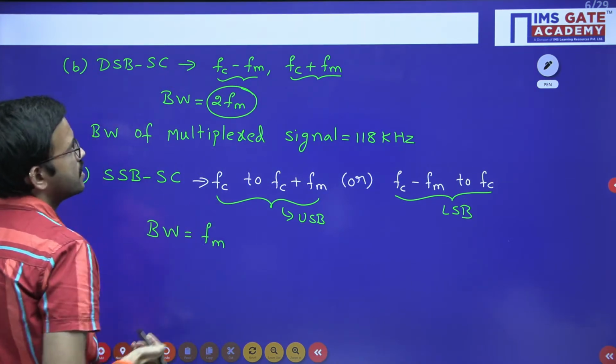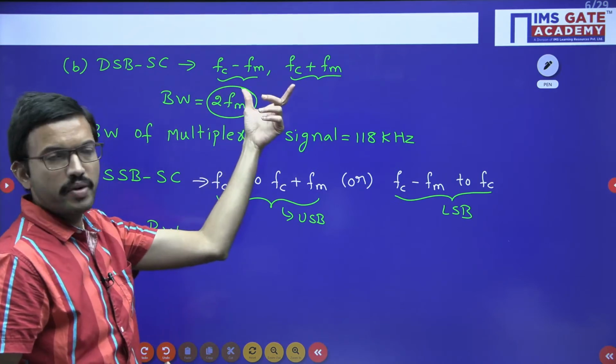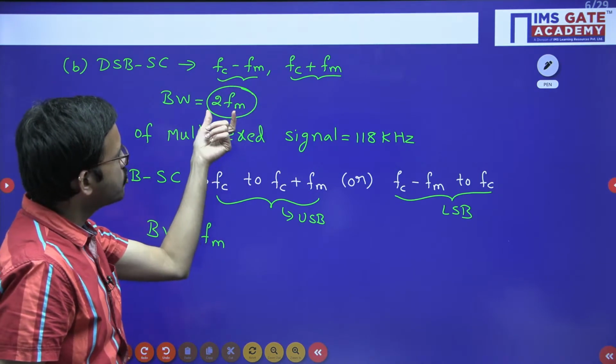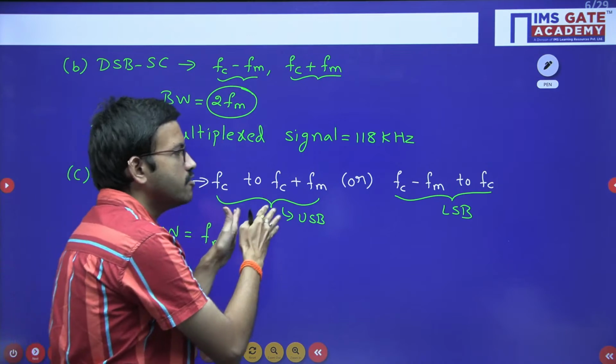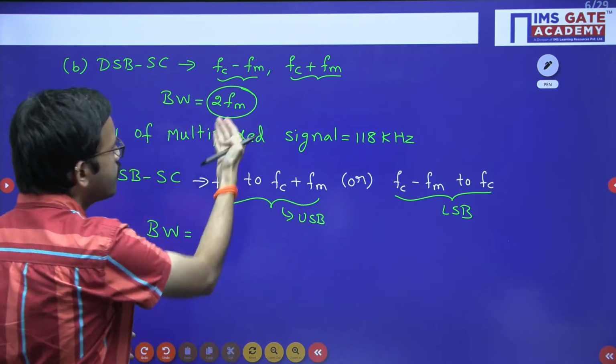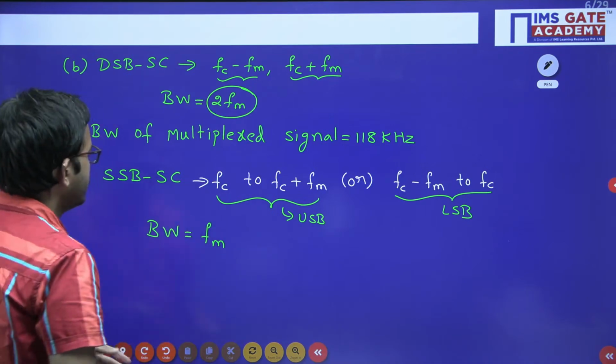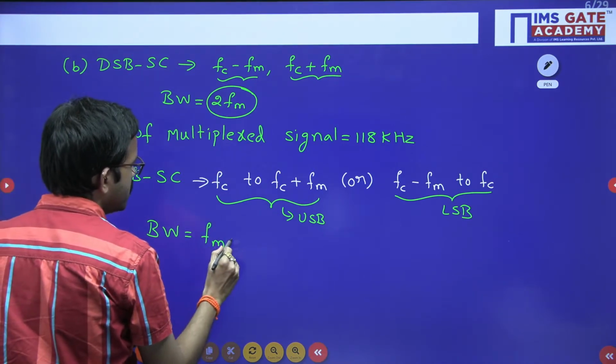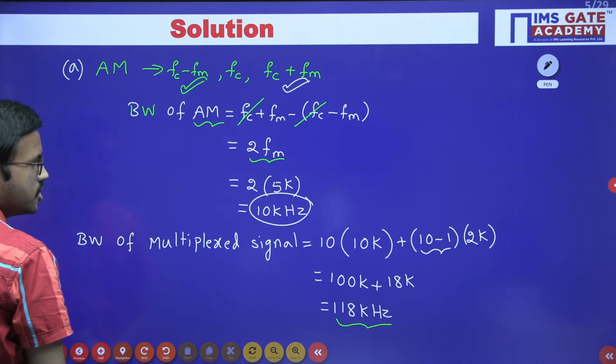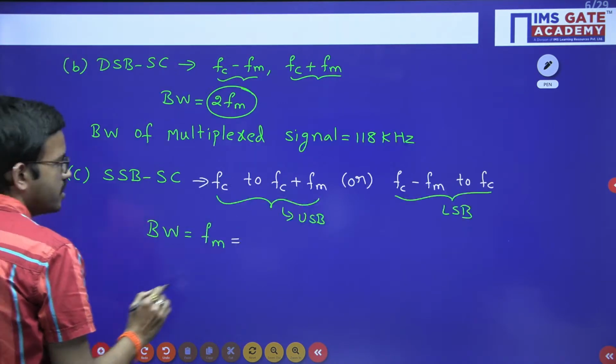It is very simple. Earlier you considered both the sidebands, so you got 2 FM. But now we are considering only one sideband, right? So half of the double sideband bandwidth, that is nothing but FM, right? So according to the given question, FM is nothing but 5 kHz.